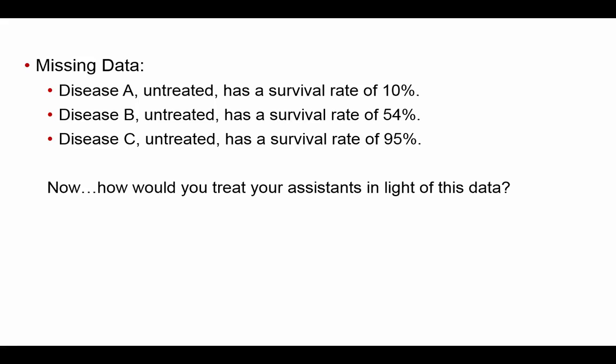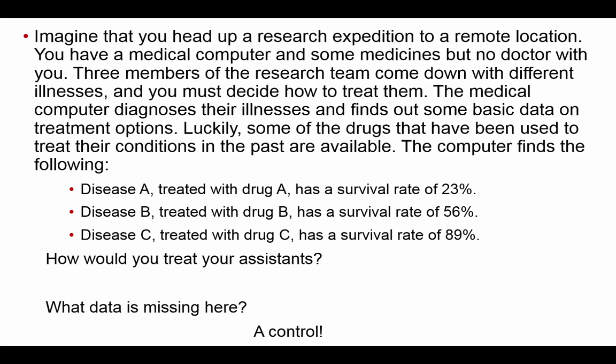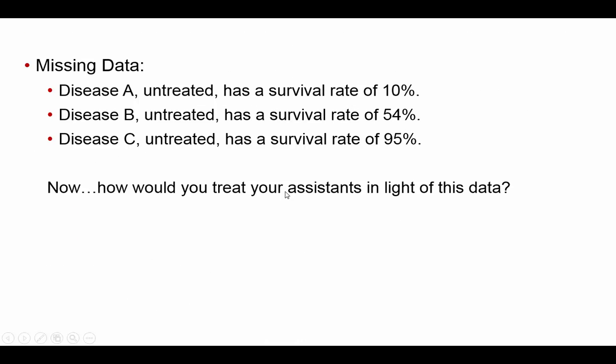So what if I gave you this information? Disease A, if left untreated, has a survival rate of 10%. Now go back. If treated, the survival rate is 23%. Now, at first glance, we would say 23% is not enough to give them the drug. But look what happens if they don't get treated. Only 10% of them survive. So that would probably change how you would actually treat them.